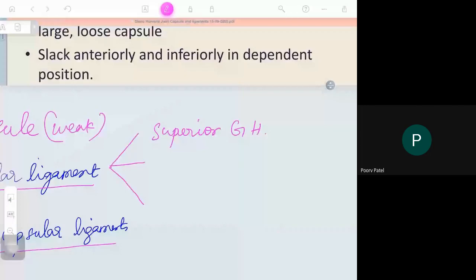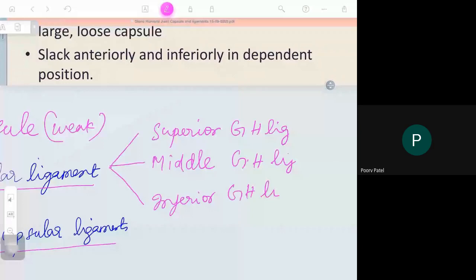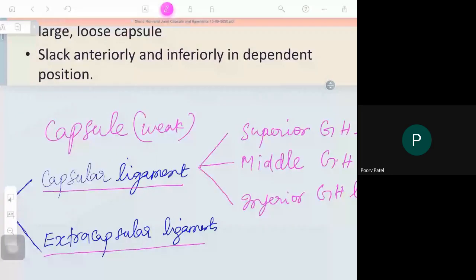So this capsular ligament is divided into three ligaments. Clear? One is the superior glenohumeral ligament, the middle glenohumeral ligament, and the inferior glenohumeral ligament. All these three ligaments together are called the capsular ligament. Clear?